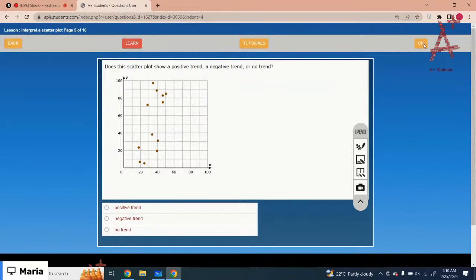Okay, the next one is just look at the x values. As x values are increasing, y values are also increasing. Got it? That means the data shows a positive trend.